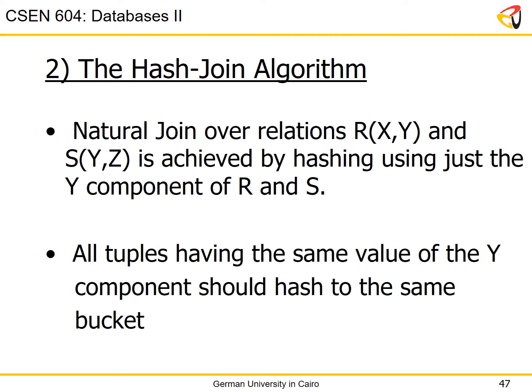What I'm going to do next, I will compare the buckets, bucket to bucket, between the two hash tables. So I will go to bucket 0 that I have built in the hash table for r.y, and I will compare its content with bucket 0 in the hash table that I have built using s.y. And then I compare bucket 1 in the first hash table to bucket 1 in the second hash table, and then bucket 2 in the r.y hash table to bucket 2 in the s.y hash table.